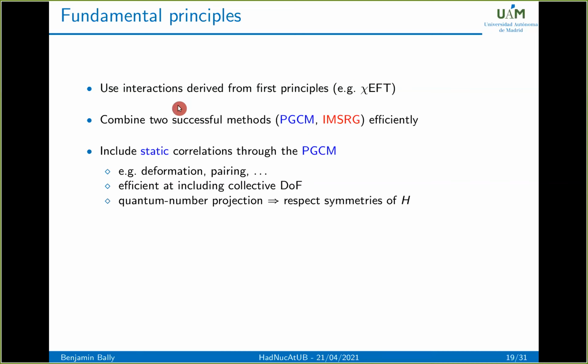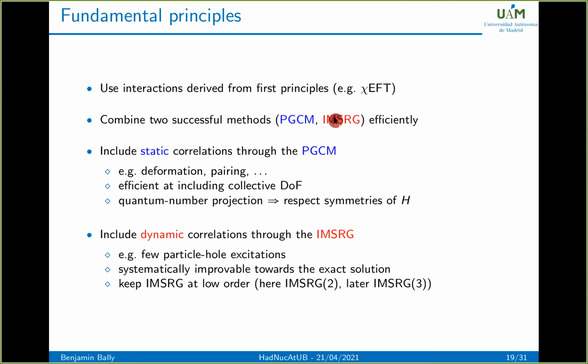So the idea is to use the PGCM to include the static correlations in your wave function, so the deformation and the pairing. It's also a method that has the advantage of respecting the symmetry of H if you do quantum number projection. Then, to include dynamic correlations that are difficult to take into account in the PGCM framework, you use the MSRG. By dynamical correlations, we speak about few-particle excitations on top of your functions. And the advantage of MSRG is that it can include these dynamical correlations.